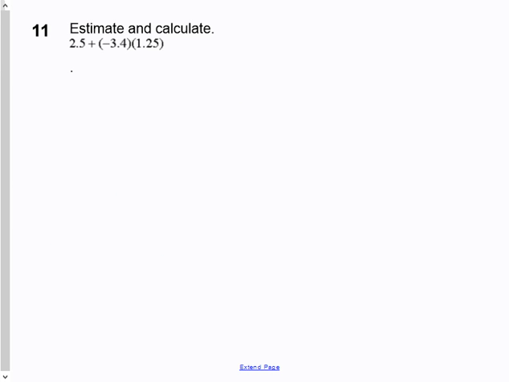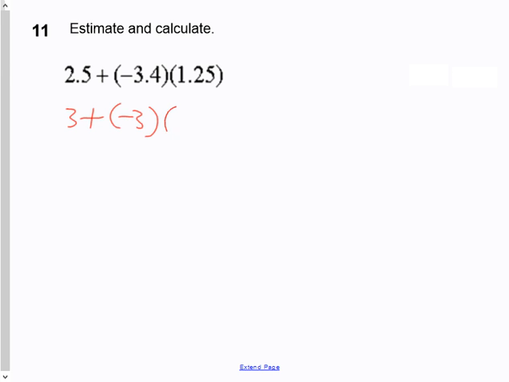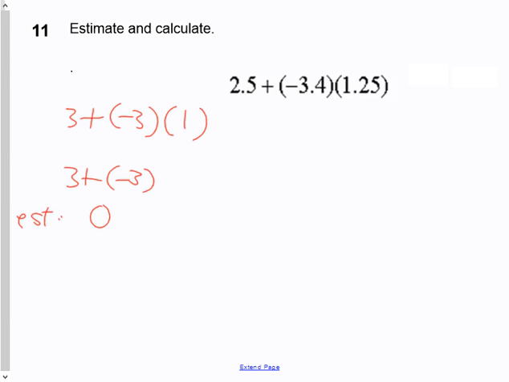Question 11 is a BEDMAS question asking you to estimate and calculate. For these types of questions, you can use a calculator. So for this one, I'm going to estimate first: 3 plus negative 3 times 1, or 3 plus negative 3, or 0. So my estimation, I'm going to ballpark it at being approximately 0. Okay? So now when I actually do my calculations, I'll bring it over here. I'm going to just write it down. I'm going to use my calculator.